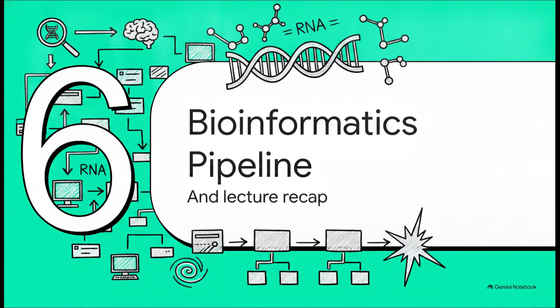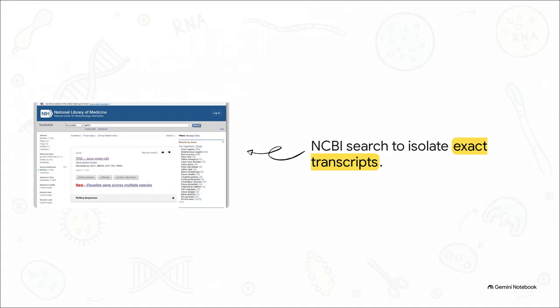Finally, Section 6, Bioinformatics Pipeline and Recap. Let's see how this actually works in a real lab setting. Before anyone even picks up a pipette, the work starts on a computer. Step 1 is pulling the exact transcript profile. Here, Dr. Barkey shows a search for the TP53 tumor protein on NCBI. You have to isolate the exact RefSeq mRNA sequence, in this case, NM_000546.6. By identifying the exact conserved regions across different transcript variants, you make sure your therapeutic RNA targets exactly what it's supposed to, avoiding those massive off-target failures we talked about earlier.